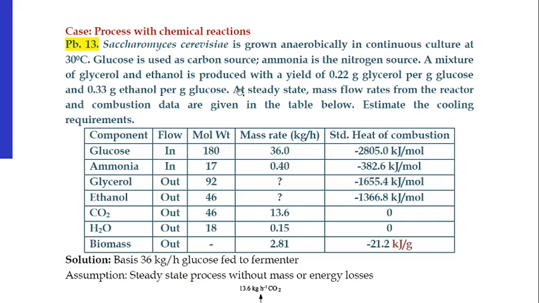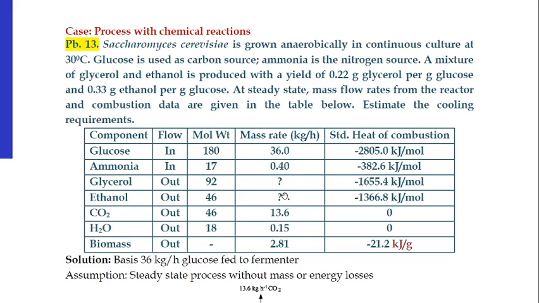At steady state, the process is in steady state condition. Mass flow rates from the reactor are mentioned, so it means it's a continuous reactor, right? It's also mentioned earlier in the first sentence. And combustion data are given in the table below. The standard heat of combustion data is given. For all the components, whether it is coming in or going out is mentioned. Its molecular weight is mentioned. Mass flow rate is mentioned.